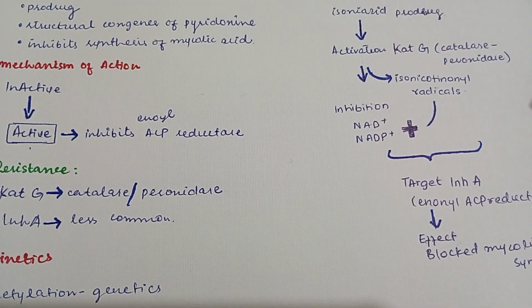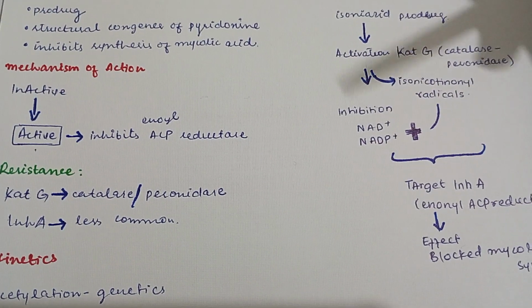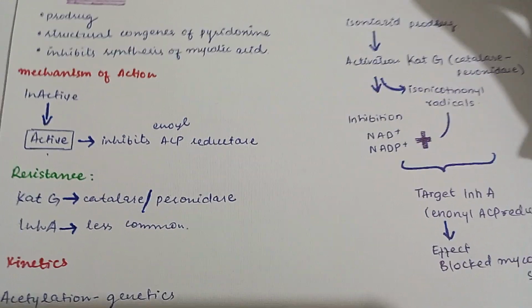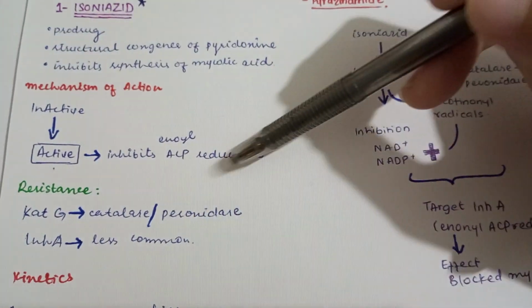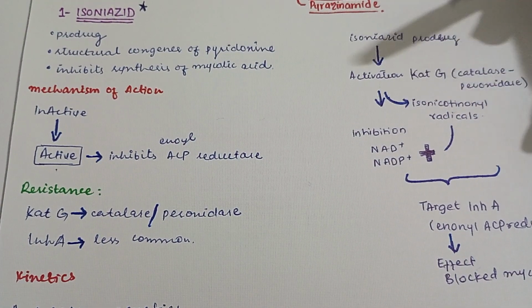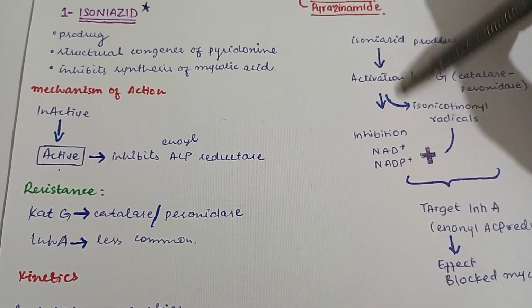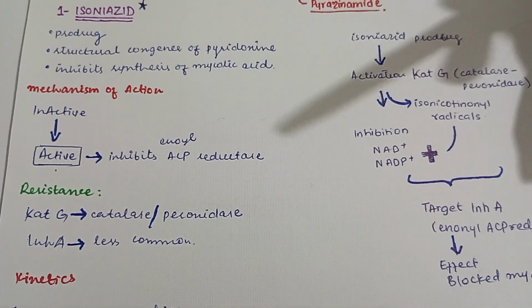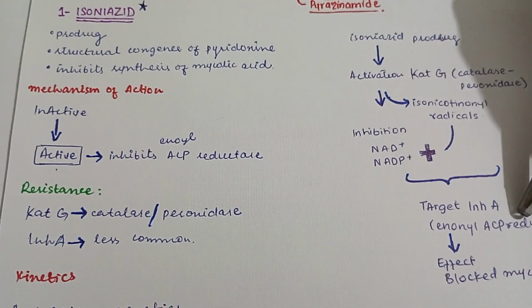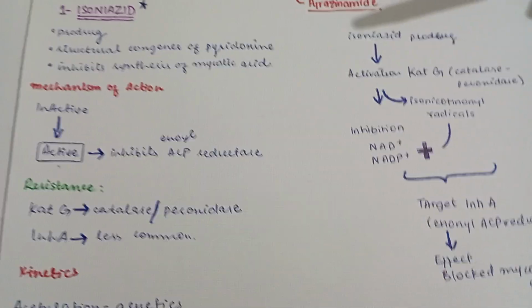Mycolic acids mostly have carbon numbers from C78 to C90, and they are responsible for the acid fast staining of the Mycobacterium tuberculosis. So the resistance actually occurs most commonly by the mutations in the gene that codes for the catalase peroxidase. So here, most commonly we have mutations in the KatG gene, but less commonly we also have mutation in the inhA gene, that codes for the enoyl ACP reductase.